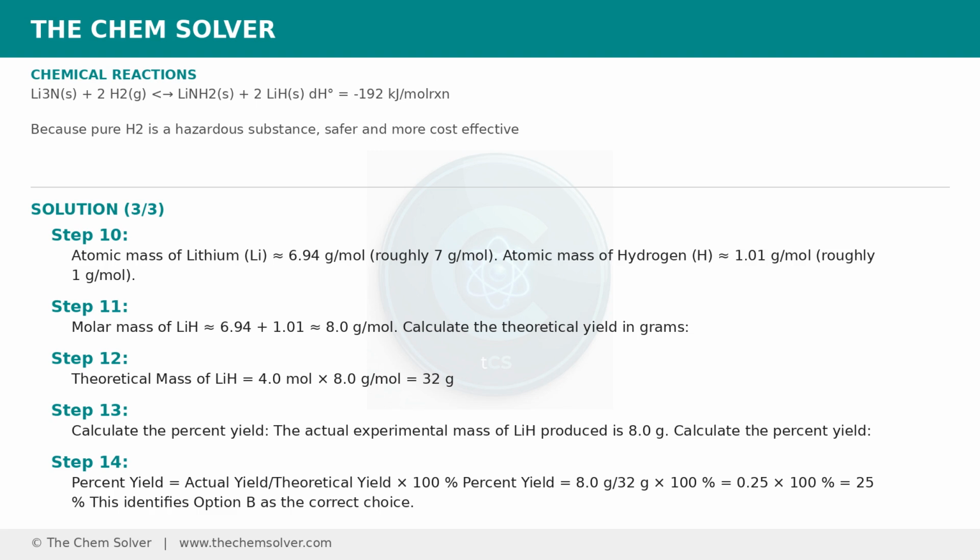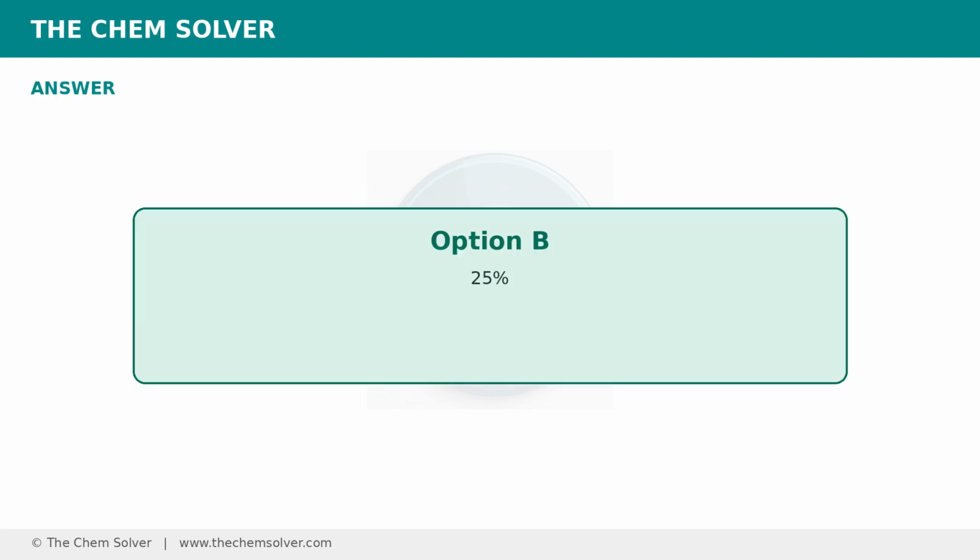Calculate the percent yield. Percent yield equals actual yield over theoretical yield times 100%. Percent yield equals 8.0 grams over 32 grams times 100% equals 0.25 times 100% equals 25%. This identifies option B as the correct choice. The correct answer is option B, 25%.